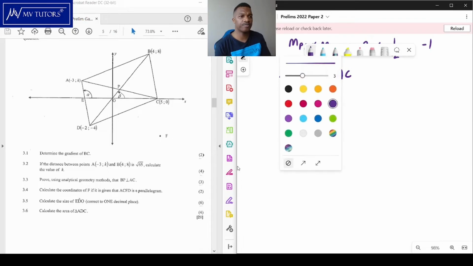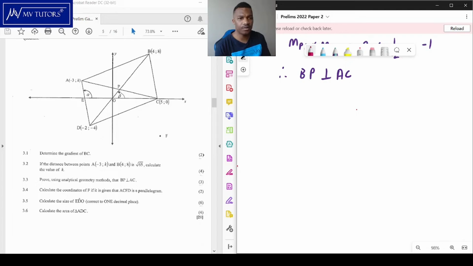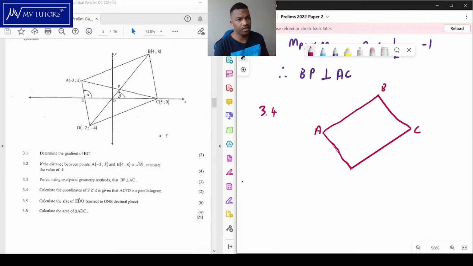Okay, let's change the color. So now we are on 3.4, and it's 2 marks. We have a shape that's like this. If we look at the shape, I'm going to try to redraw it. It's really like that, such that that's B, that's A, C, and that's D. Now if we look, it's ACD, and actually what we are looking for is ACFD.